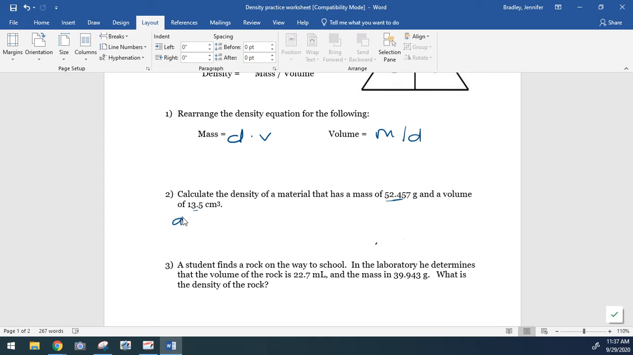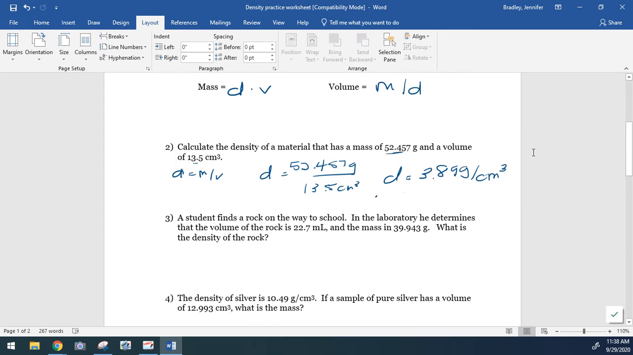So density is equal to mass over volume. The mass is 52.457 grams, and the volume is 13.5 cubic centimeters. I'm going to put that in and divide 52.457 by 13.5. You're going to want a calculator because these calculations can get cumbersome. You get 3.885737, and I'm going to round that to 3 digits, so that becomes 3.89. So D equals 3.89. Again, I have to use both of my units because nothing cancels here, so that's grams per centimeter cubed.